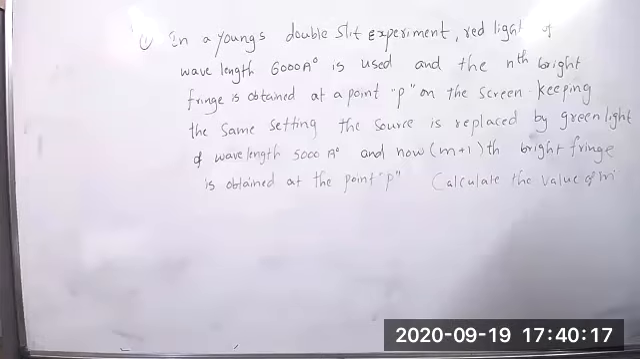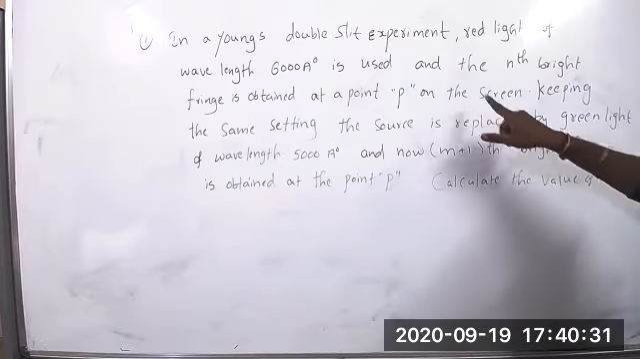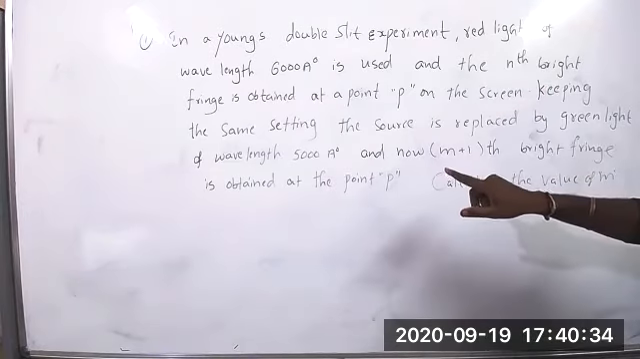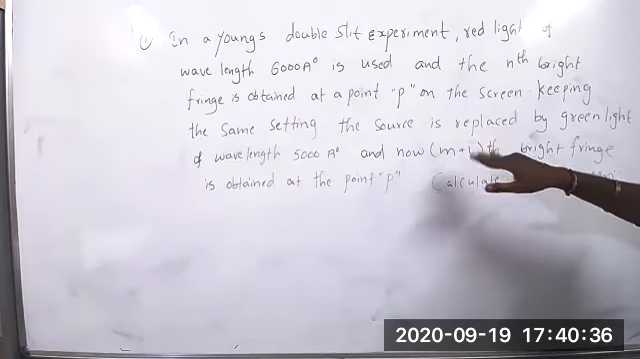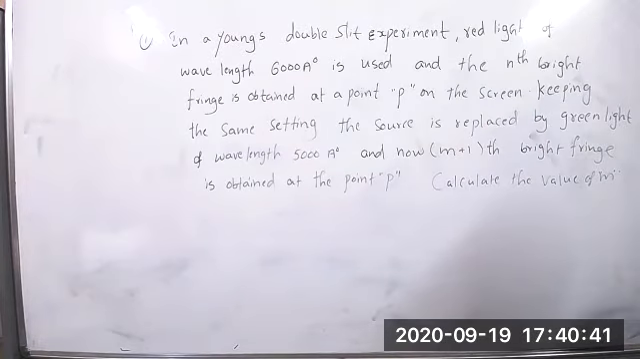Okay, see that in a Young's double slit experiment, red light of wavelength 6000 angstroms is used and an nth bright fringe is obtained at a point P on the screen, keeping the same settings. But in place of the red light, they have placed green light of wavelength 5000 angstroms, and now the m plus 1 bright fringe is obtained at point P. Calculate the value of m. What is the value of m?